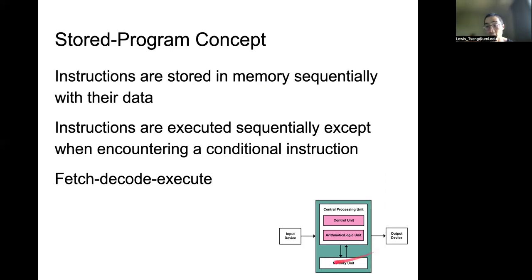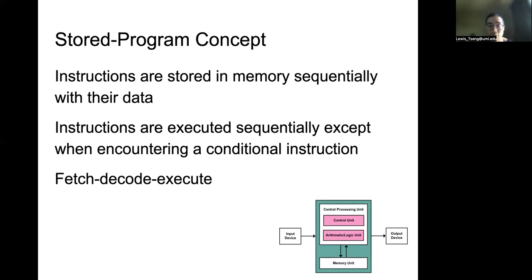If you look at the illustration on the right bottom here, the memory unit stores both the instructions and the data, and the instructions are stored sequentially. Why is sequential important? Because the instructions just execute one by one, unless you encounter a conditional instruction or a jump instruction that says you need to bypass certain instructions, go to another place, and execute something else, which we will see later.